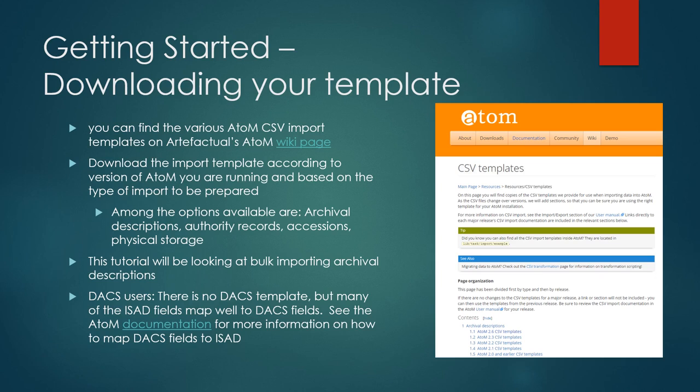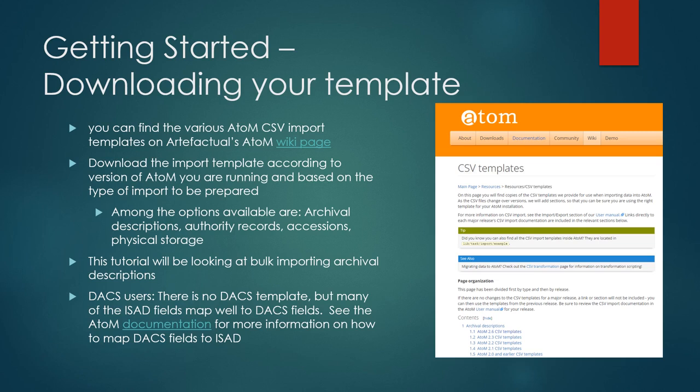You'll have to download the import template according to the version of AtoM you're running, as well as based on the type of import that you want to prepare. There are many different options of types of bulk imports that you can do. There's archival descriptions, authority records, accessions, physical storage, among others. In this particular video, we're looking at archival description. So that's the template that we're going to download.